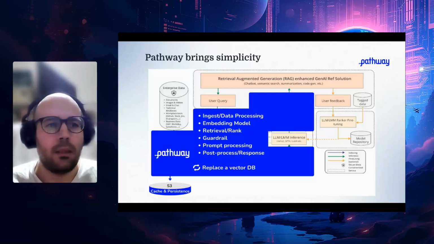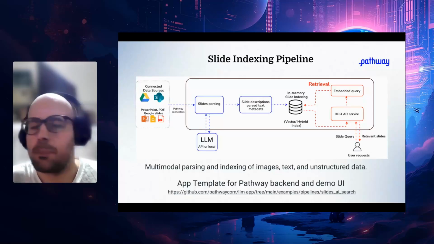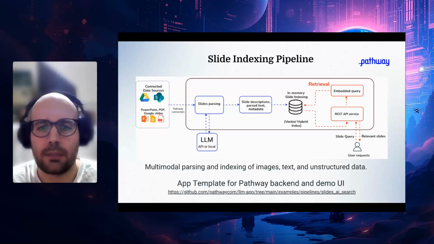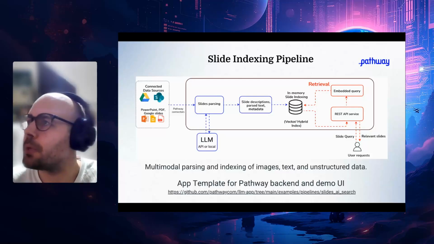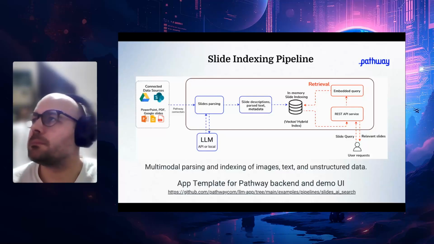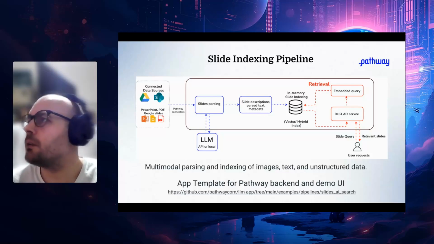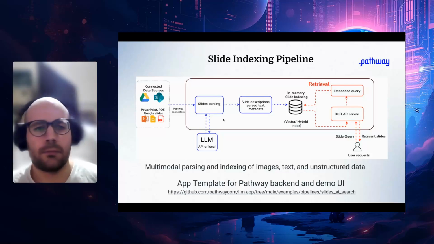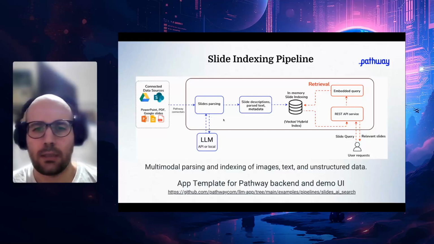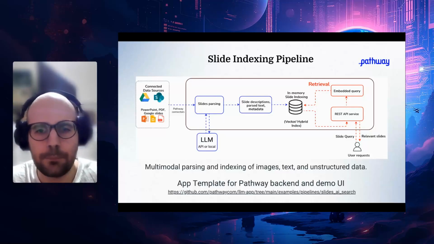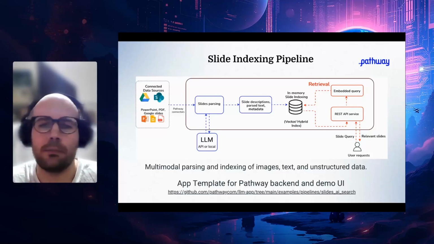Now to our specific pipeline, which is a slide indexing pipeline. This is the architecture of this pipeline. We start with some data sources. It can be anything supported by Pathway. We started with, for example, Google Drive or SharePoint. These are then being parsed, and for the parsing, we use a multimodal LLM. The LLM could be of any provider as long as it's multimodal. It can be through API or run locally.